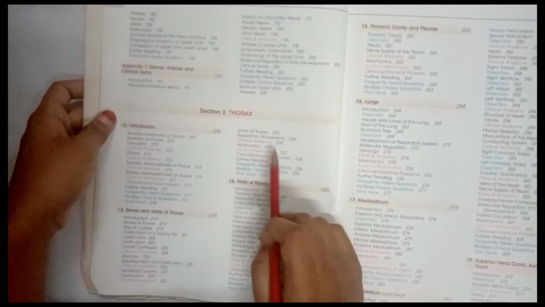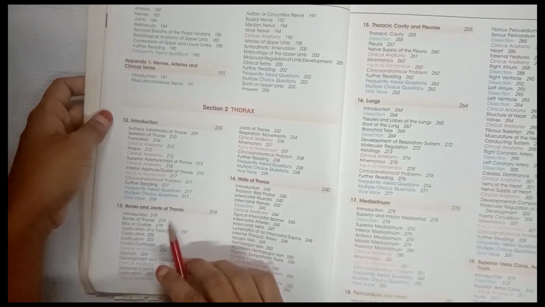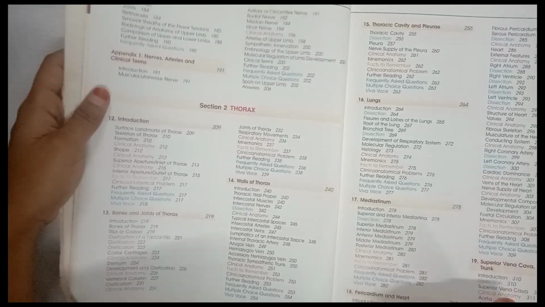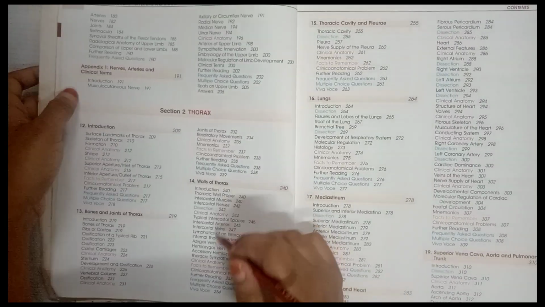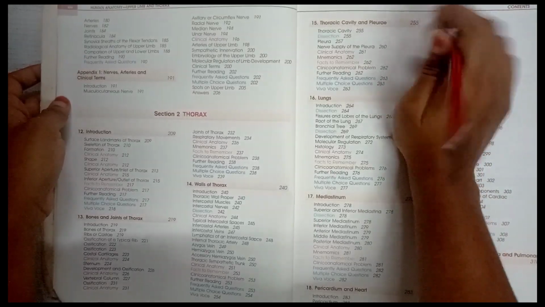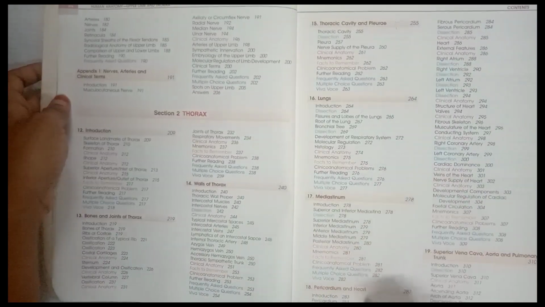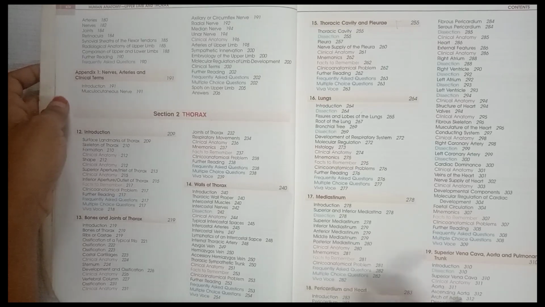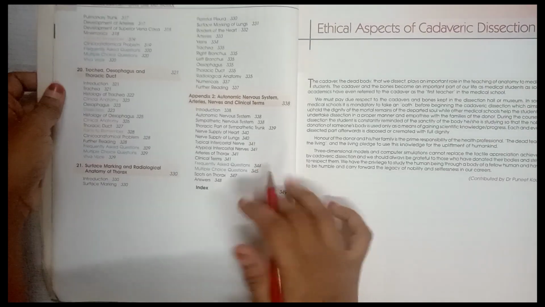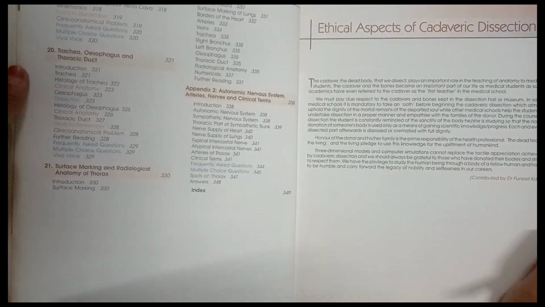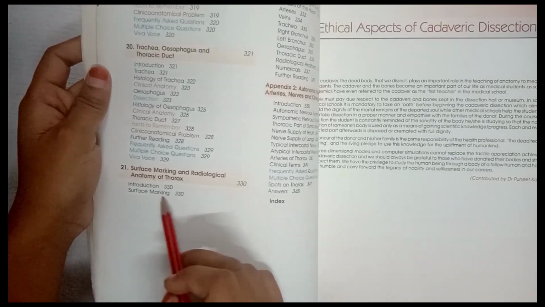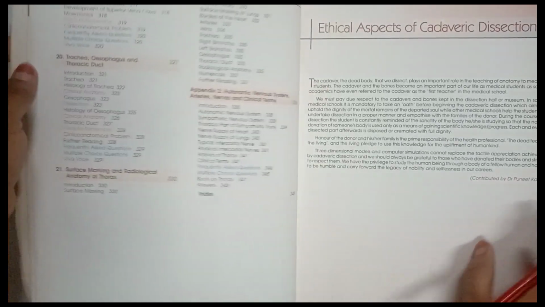and wrist joint. In the thorax it contains the bones and joints, for example vertebrae and ribs, the wall of the thorax and the lungs. It contains the thoracic cavity, pleura and mediastinum especially, and finally pericardium, heart, aorta, superior vena cava, pulmonary vessels, trachea, esophagus and thoracic duct, and finally the surface marking and radiological anatomy of the thorax also.